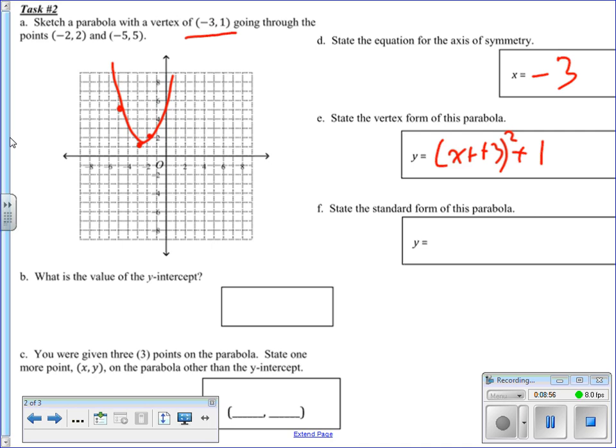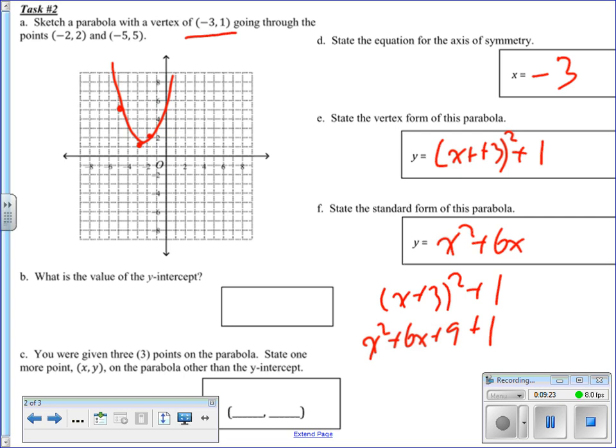State the standard form of the parabola. In other words, take this, square out the (x + 3)². So I take x plus 3, square it out, add 1. (x + 3)² is x² + 6x + 9. Add 1 to that, because I don't forget the 1. A lot of people squared out the x plus 3 when we did this test and forgot to add the 1. x² + 6x + 10.